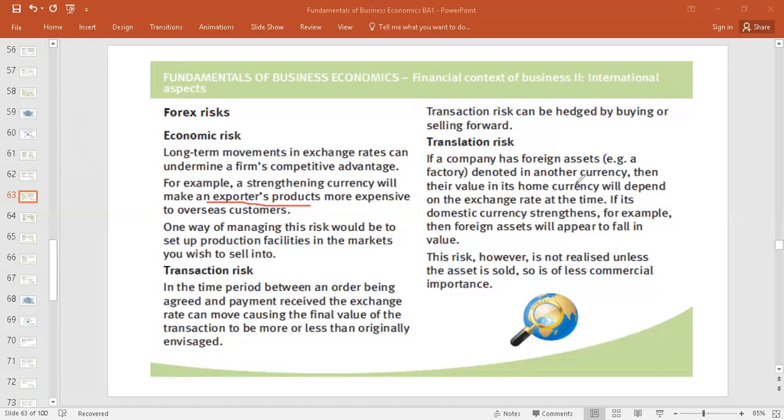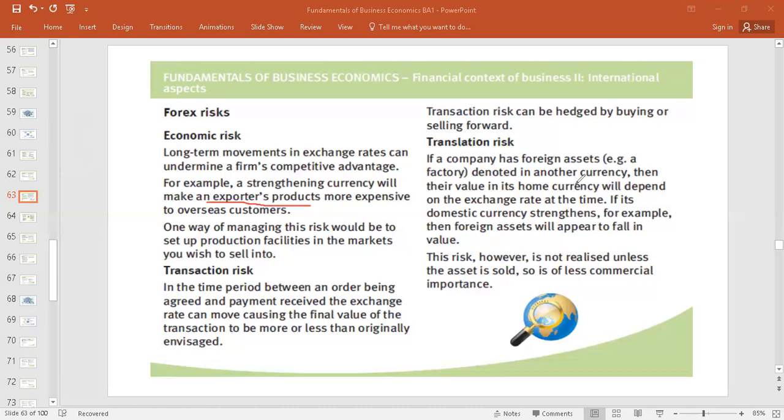So all the transactions which were recorded in the foreign currency in the foreign country now have to be consolidated, added to the parent company's financial transactions. If the currencies are different, then the subsidiary will have to translate all the assets and liabilities presented in the foreign currency into the domestic or local currency. While translating the value of the assets which is in foreign currency, if a risk arises on translation, we call that translation risk. If the domestic currency strengthens, for example, then foreign assets will appear to fall in value. This risk, however, is not realized unless the asset is sold.